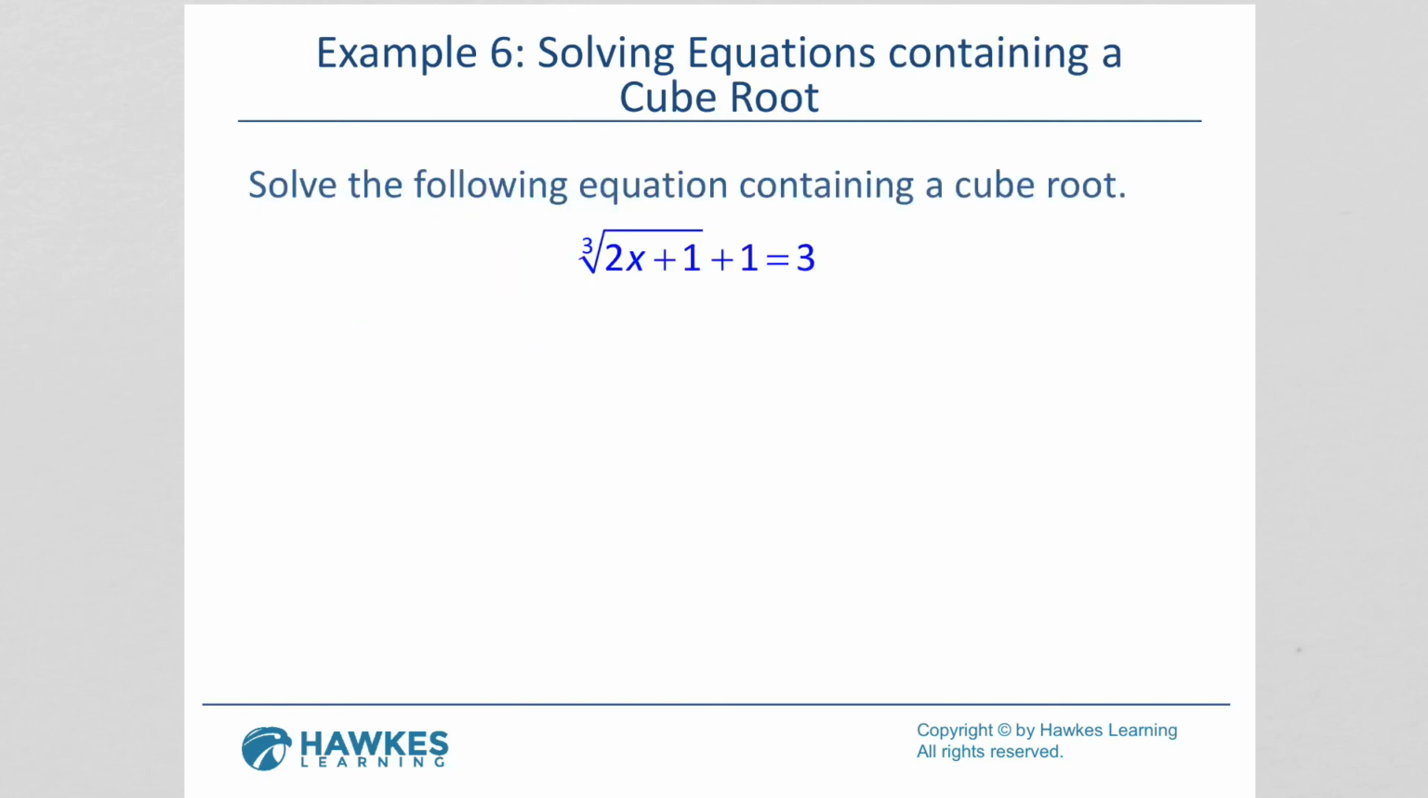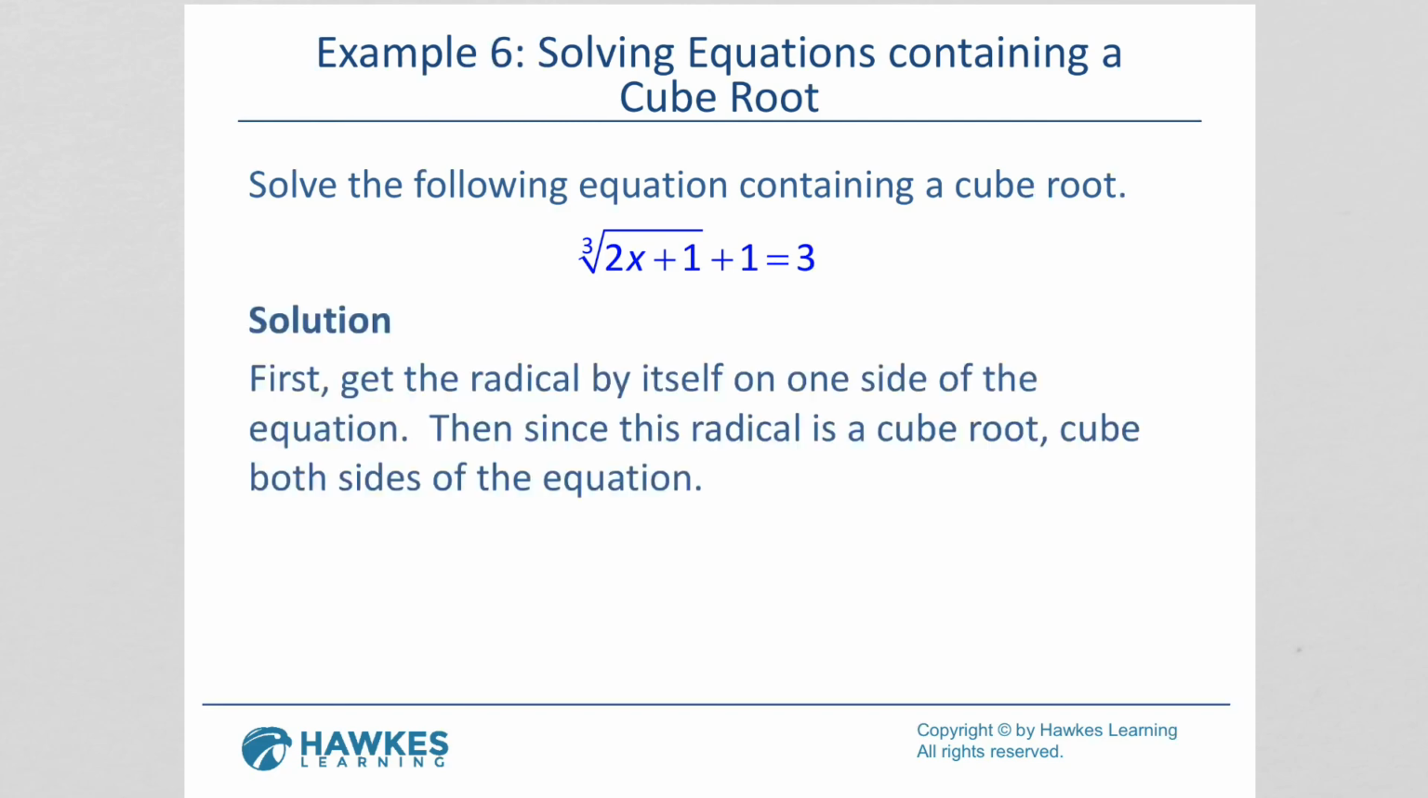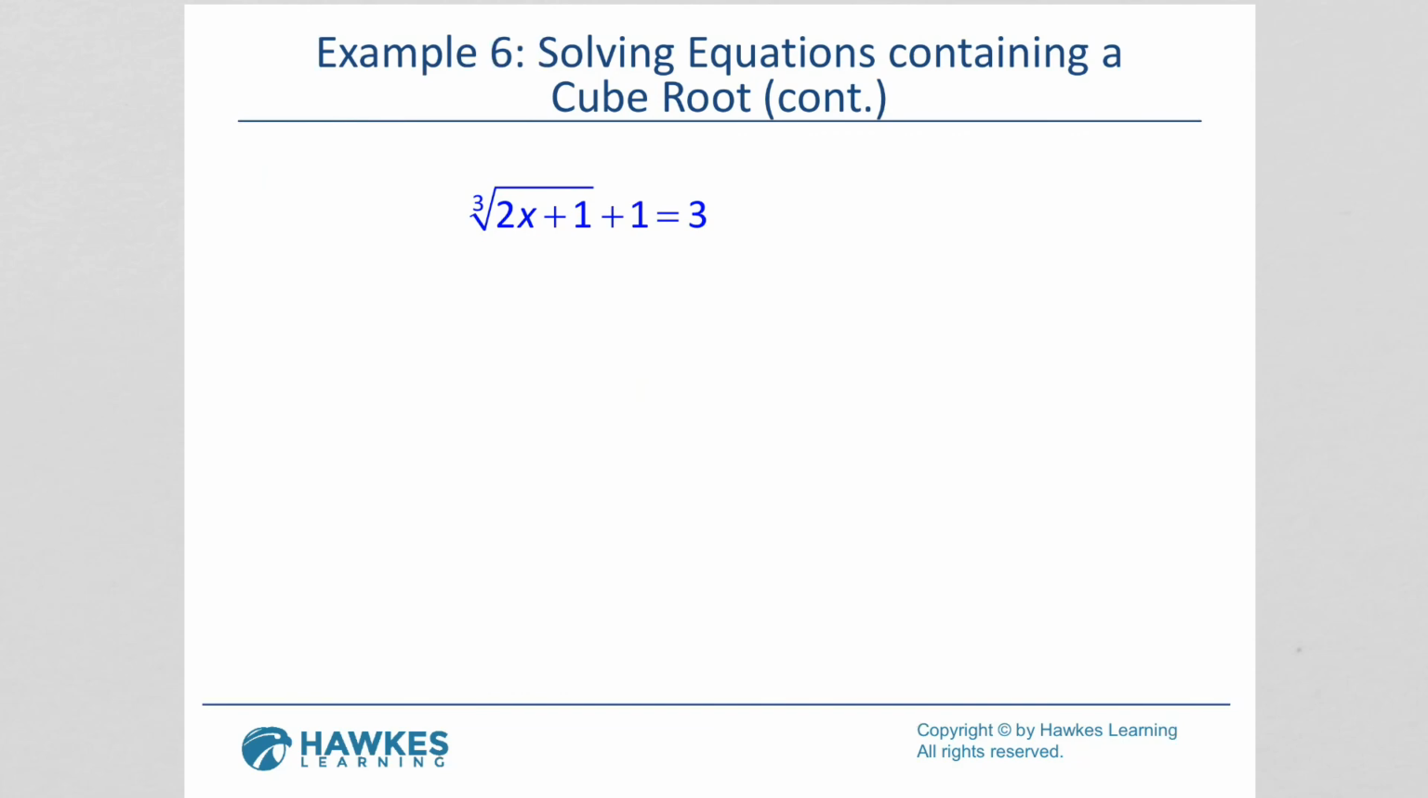Example 6. Solve the following equation containing a cube root. We have the cube root of 2x plus 1, plus 1 equals 3. I'm going to have to isolate that cube root, so I'm going to have to subtract 1 from both sides. Subtracting 1 from both sides gives me cube root of 2x plus 1 equals 2.